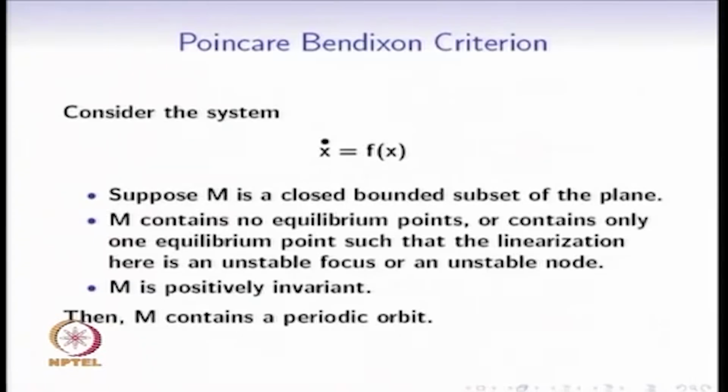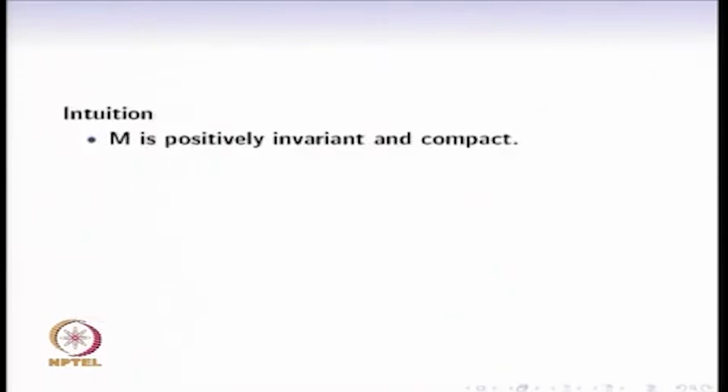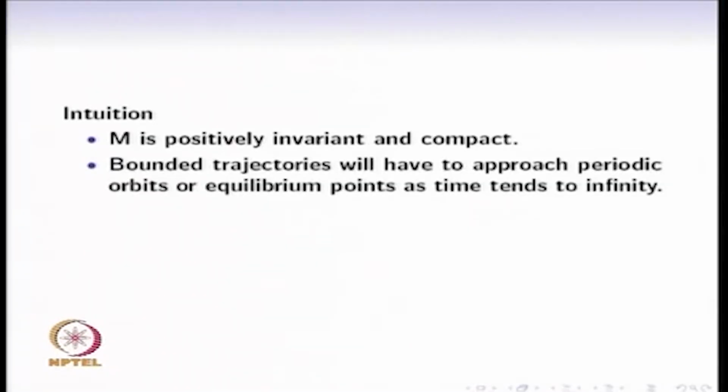So, what is the intuition behind this? M is positively invariant and compact. In other words, trajectories that start inside M remain inside M for all future time, and since M is compact, these trajectories are all bounded. They cannot become unbounded because they do not even leave M, and M is bounded. Further, these bounded trajectories will have to approach periodic orbits, or they can approach equilibrium points. As t tends to infinity, what happens to all these bounded trajectories? They either approach the equilibrium points or they approach periodic orbits. These are the only two possibilities.